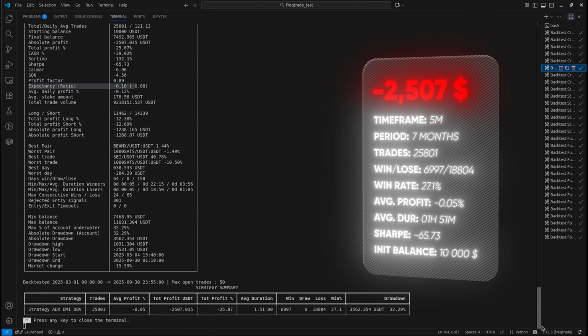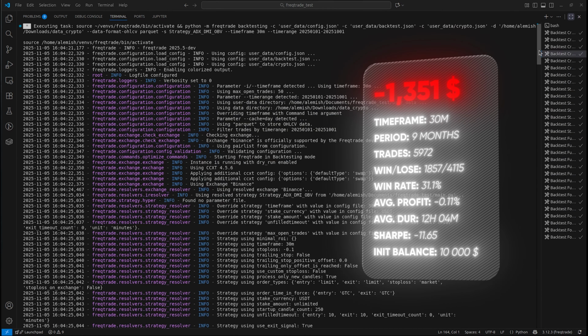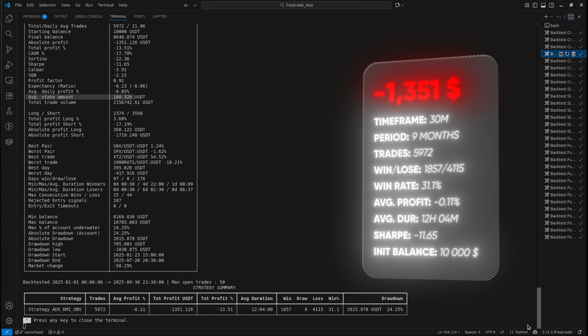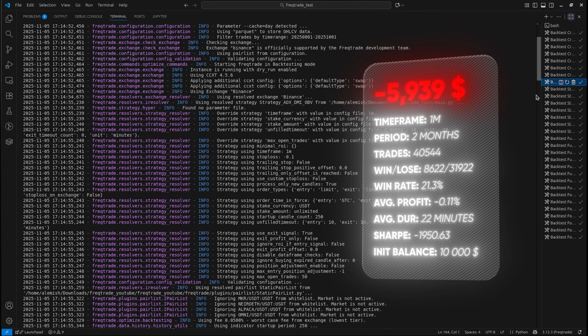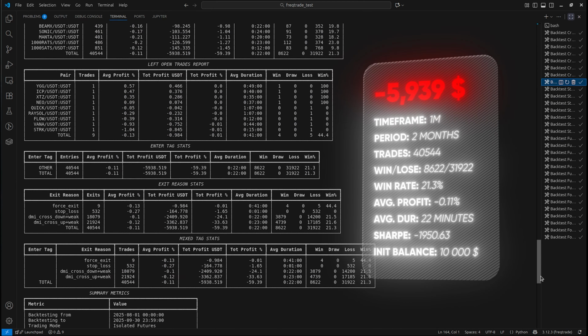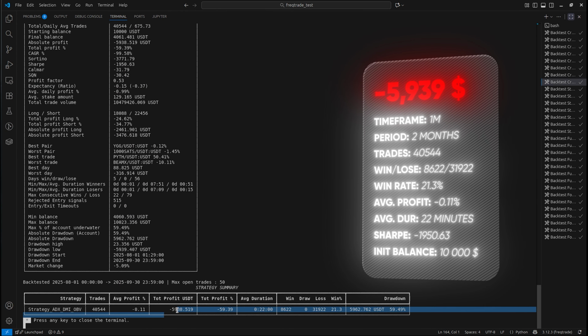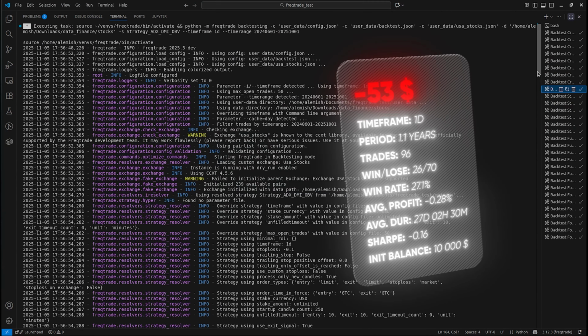And we've lost $2,500. Next, 30 minutes time frame. And we've lost $1,300 again. And finally, 1 minute. And we've lost nearly $6,000 this time. Now let's move to US stocks market, 1 day time frame.